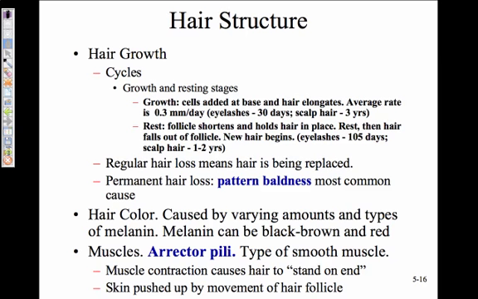Permanent hair loss or pattern baldness can occur, and that would be unusual or irregular hair loss where you're going to lose hair and it's not going to grow back.